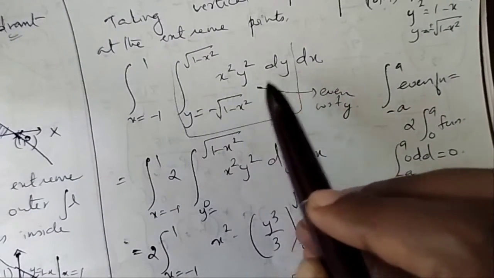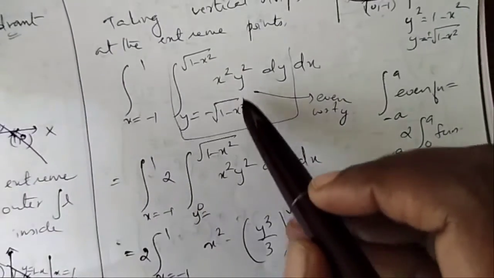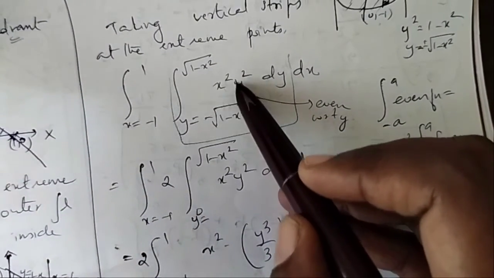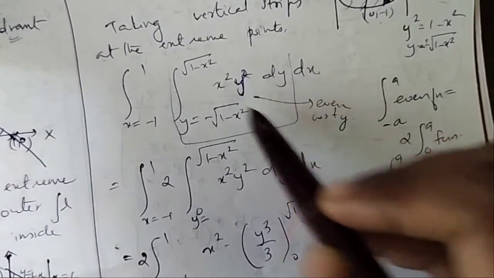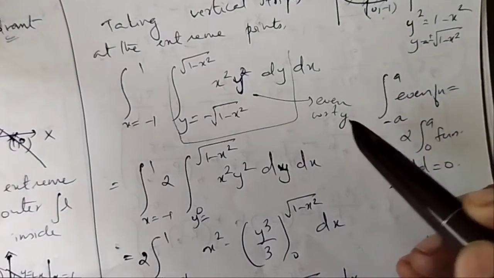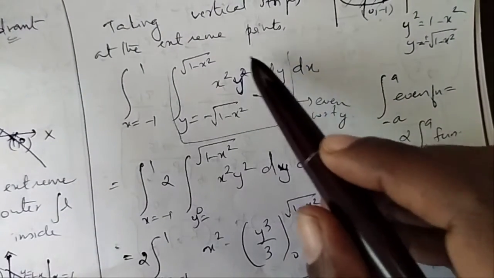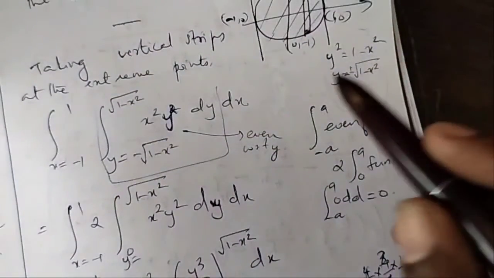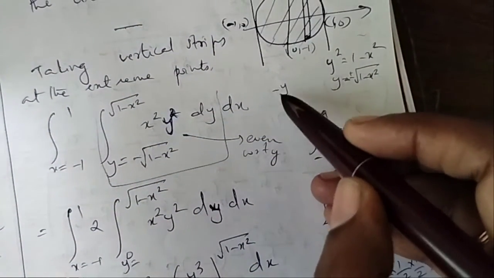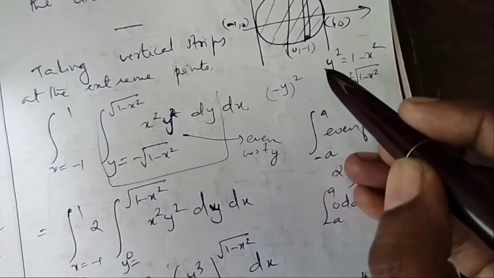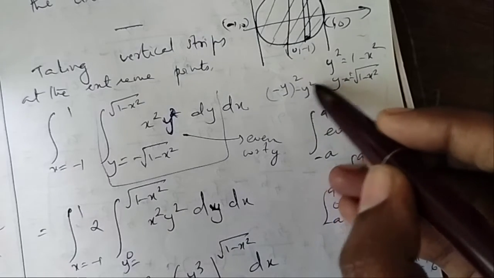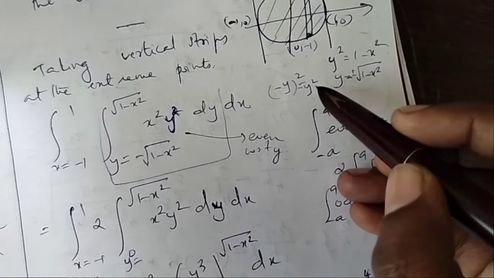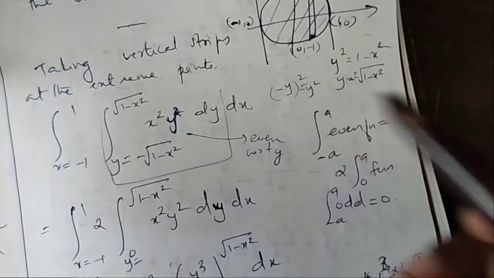First of all we have to integrate with respect to y, because the inner integral is y. So see this function, y square dy. Y square is an even function. Even function means its degree or power is 2. If you substitute minus y in the place of y, minus y the whole square is plus y square, so there is no minus sign in the output. So the function is even.